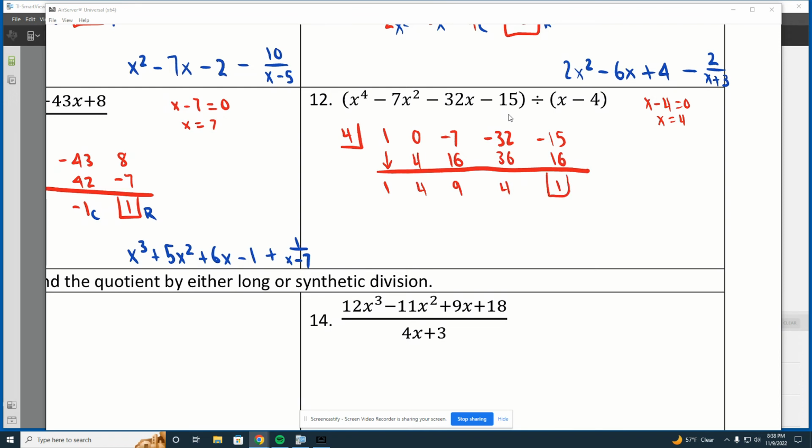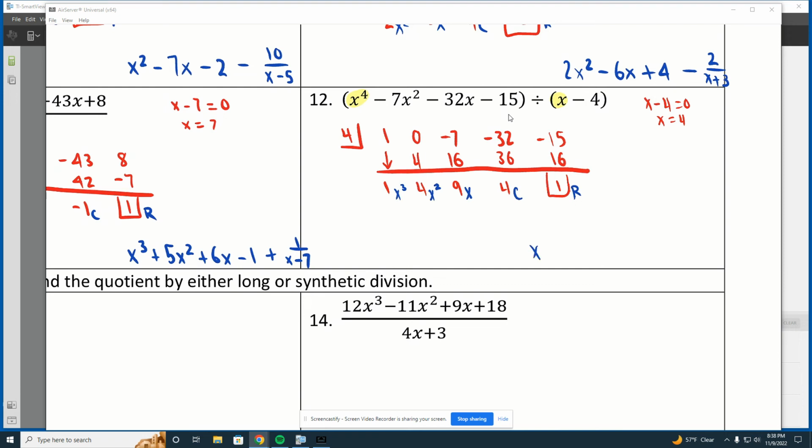Now look, my biggest exponent in my dividend was x to the fourth. I'm dividing that by my divisor, which is x. X to the fourth divided by x. I start with x cubed. Then we work our way down. X squared. X to the first. Constant, remainder. See? Everything's accounted for.